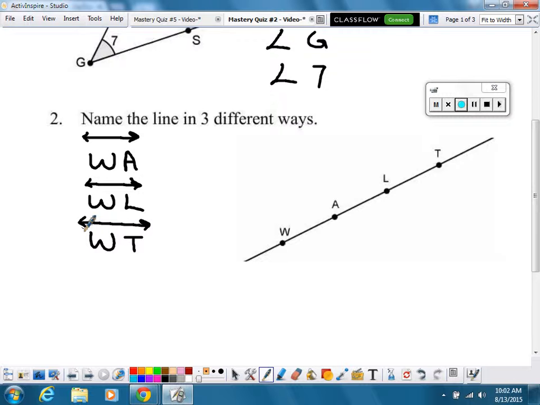But there are others. I could reverse those letters as well. I could call it AW and LW and TW as well. I'm not going to write all those down, but I can reverse the order of those letters. I can also use AL as a name. I can use AT as a name for that line, and I can also use LT as a name for that line. And again, of course, I can switch those letters in reverse if I want to use more names. But the key is choosing 2 points, 2 letters that are on the line, and making sure I have the proper notation on top.